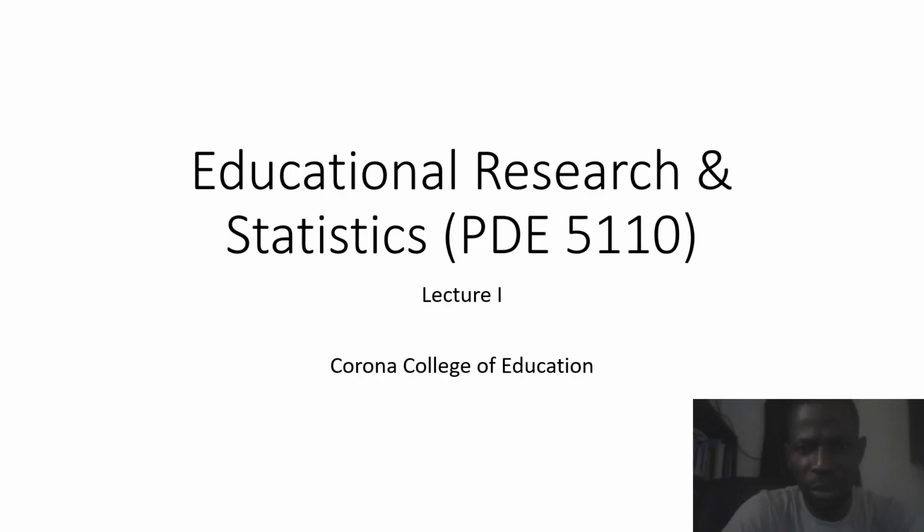This is the Educational Research and Statistics class, and it is one of the very important courses you need to take and pass before being given a professional diploma in education certificate. This is also a prerequisite for you to write the TCLN examination and be certified as a professional teacher. It's a very important course, and it is in two sections. We have the educational research part, and we also have the statistics part.